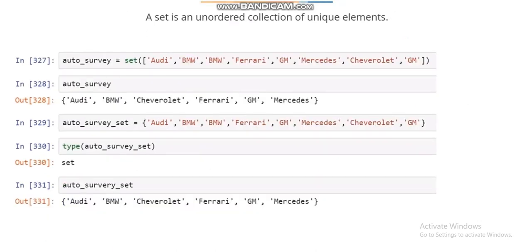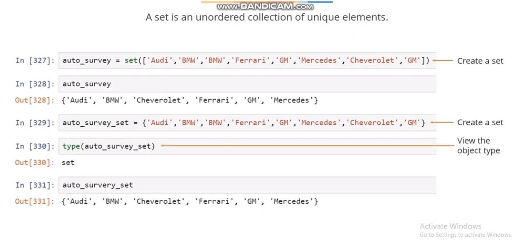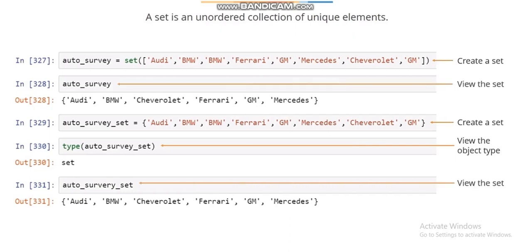A set is an unordered collection of unique elements. You can think of them as dicts, but without values. You can create a set using either the set function or by listing all the elements within curly brackets. If you check the object's type, you can see that it shows up as a set. To view the set, type its name. Note that BMW and GM, which are mentioned twice, appear only once since a set only contains unique elements.